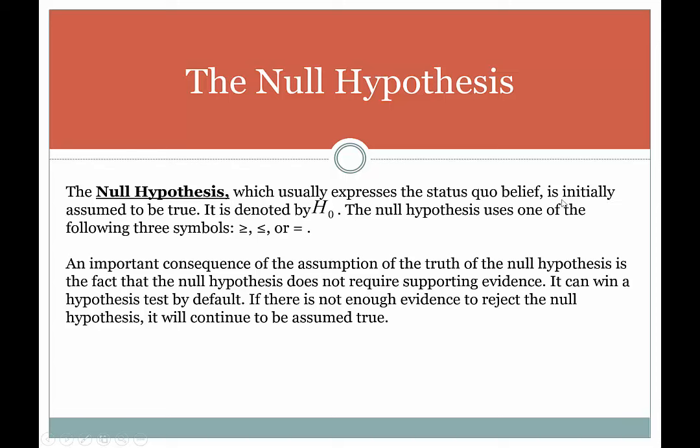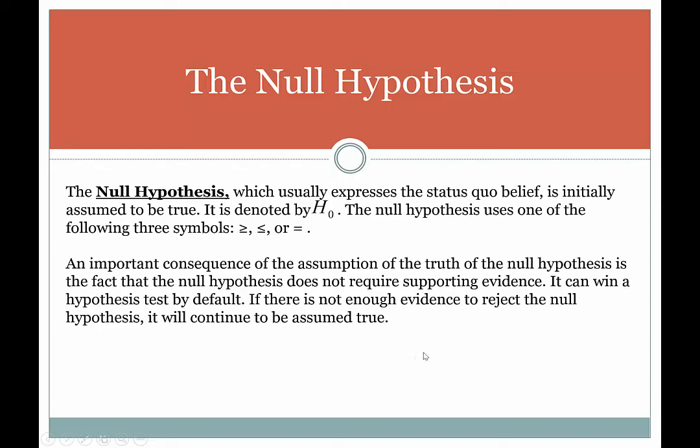Now, going back to this idea that it is initially assumed to be true during the process of testing a hypothesis, it becomes very important because that means that the null hypothesis wins by default, right? So in other words, the null hypothesis does not require supporting evidence. You don't have to support it with data. It's assumed to be true, so it kind of wins by default. So it can win a hypothesis test by default. If there is not enough evidence to reject the null hypothesis, it will continue to be assumed true, right?